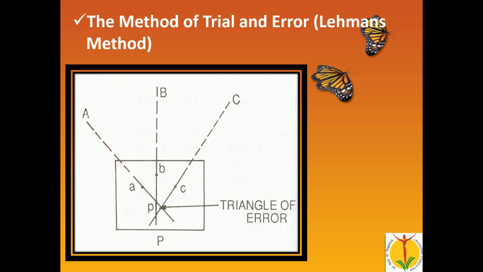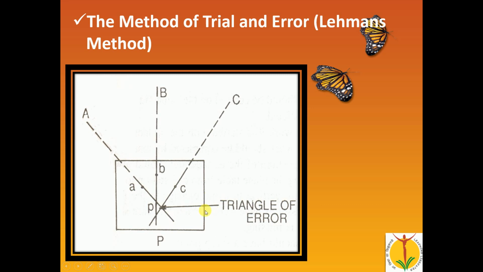And the third method is trial and error, that is Lehmann's method. In the trial and error method, as we have already seen in the 2-point problem, we remove the triangle of error. Suppose these are the 3 ranging rods and 3 points. If you place the alidade touching point A and bisecting ranging rod A, touching point B and bisecting ranging rod B, and touching point C and bisecting ranging rod C, these three lines do not meet at exactly a single point on the backside. Here you can see we get a triangle, and the triangle is called the triangle of error. This triangular error we can remove.